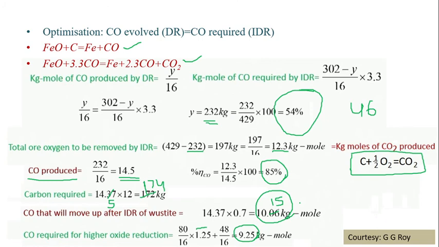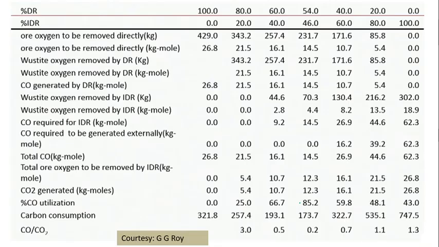So the efficiency has been increased from 30% to 85%, and carbon consumption has also decreased to 174 kg. In this way we can optimize our coke consumption inside a blast furnace. For different proportions of direct and indirect reduction in blast furnaces, we can calculate the percentage CO utilization and carbon consumption also.